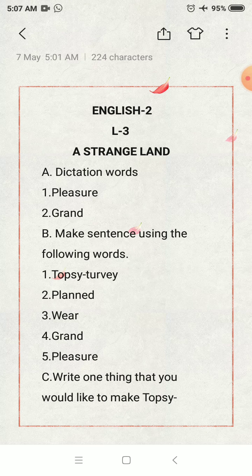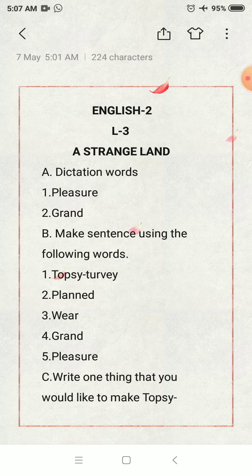Understood? Now next is make sentences using the following words. With these words which are given here, you have to make sentences on your own. Make some new sentences. Don't copy from your book. Number 1 is topsy turvy, number 2 is planned, number 3, veer, number 4, grand, number 5, pleasure.